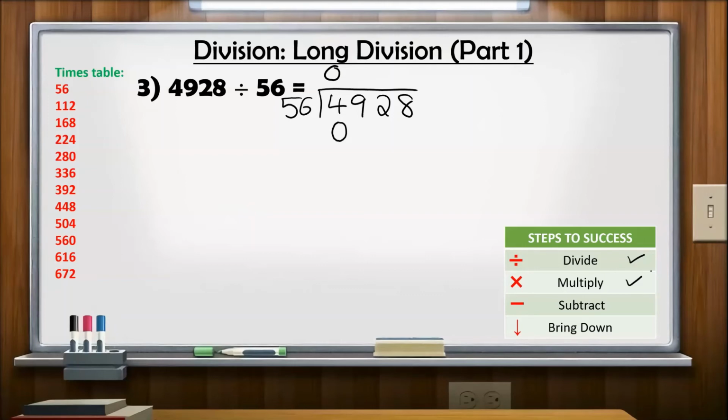My next step is to subtract. So I'm going to subtract 4 minus 0. And that gives me 4. And I'll place that here like this.